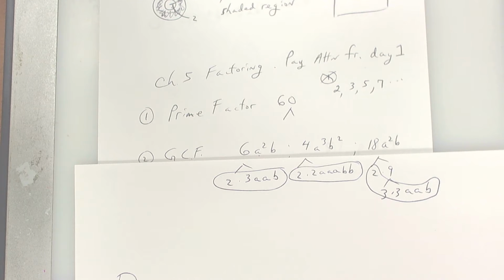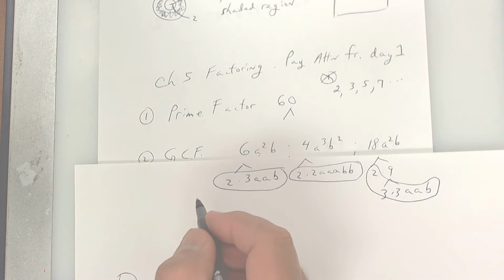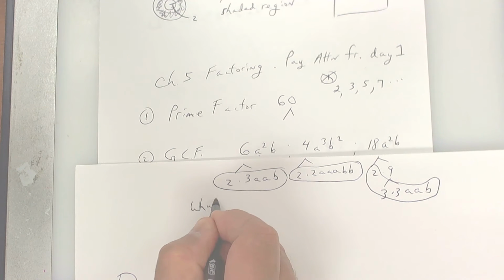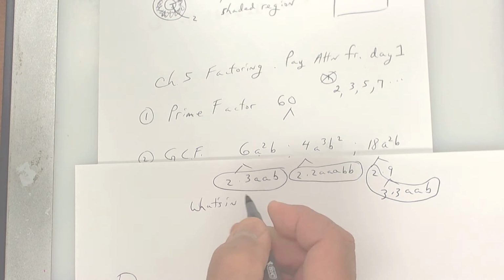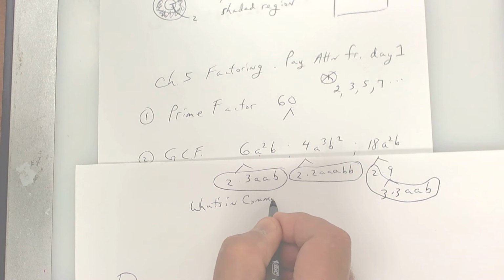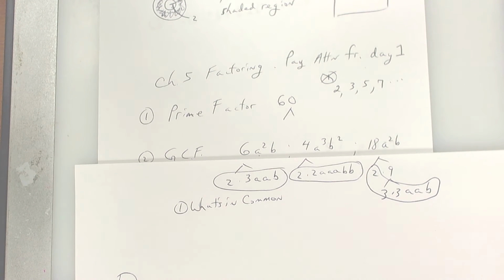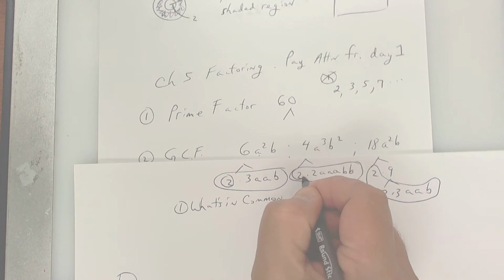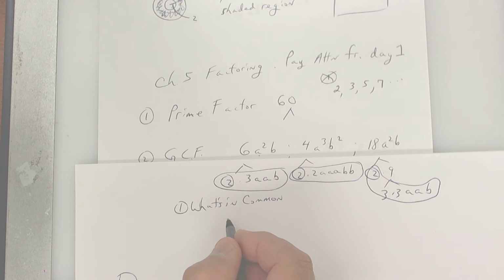All right, so look here. What do they have in common? That's what we're doing today. Write that down. That's step number 1 or rule number 1. There'll be about 5 when we're done with the chapter. Okay, so here we go. This one has a 2, this one has a 2, this one has a 2, so take a 2 out.